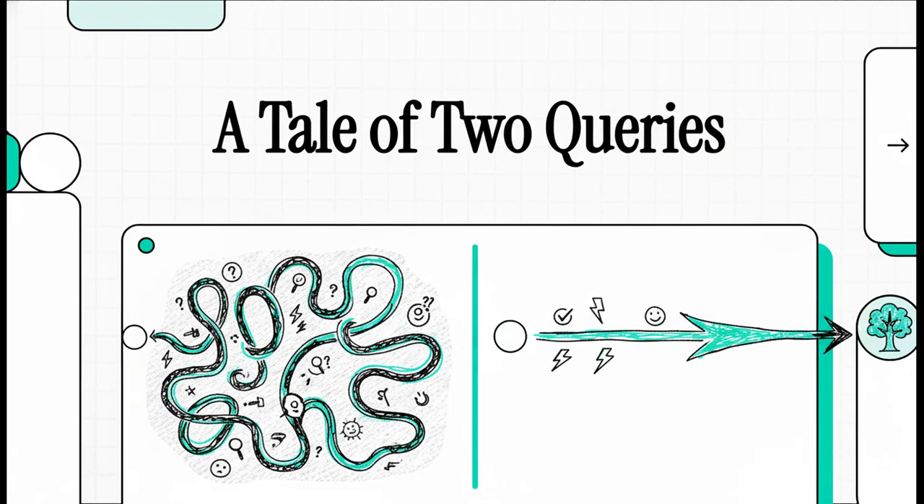Welcome to the explainer. You know how some apps just fly while others feel like they're crawling through mud? Well, a lot of that comes down to one thing: how they find data. Today, we're going to uncover the secret behind database speed by telling a tale of two queries, one that takes the long road and one that knows a brilliant shortcut.